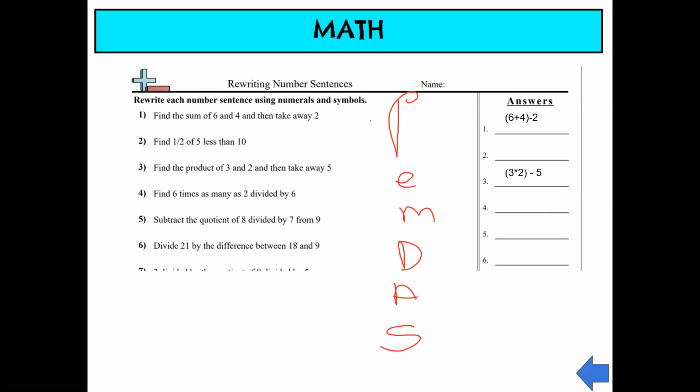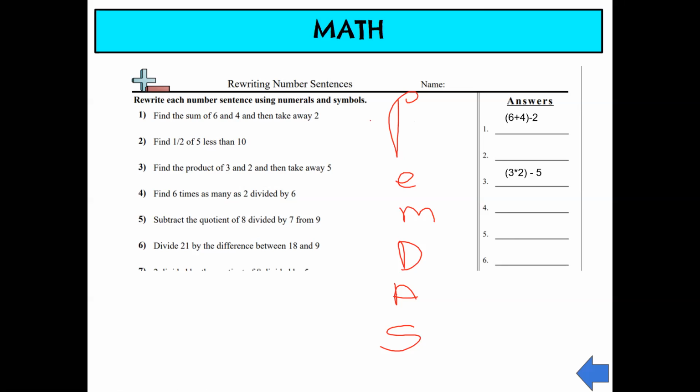3 times 2 in parentheses, and then take away 5. So I would do 3 times 2 first, because it's in parentheses, and according to order of operations, I know that parentheses comes first, and that is telling me to do that first, and then take away 5.